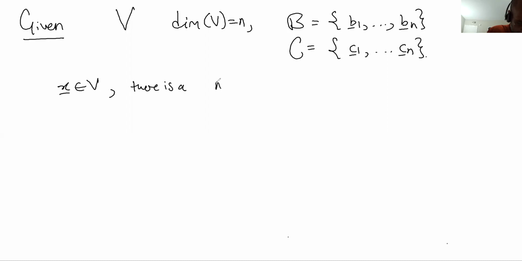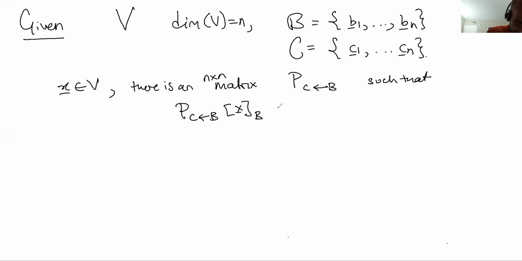There is a matrix P. Again, it's an n-by-n matrix. Let's do B to C, P_{C←B}, such that P_{C←B} times the B coordinate vector of any x equals the C coordinate vector of x, for every x in V.